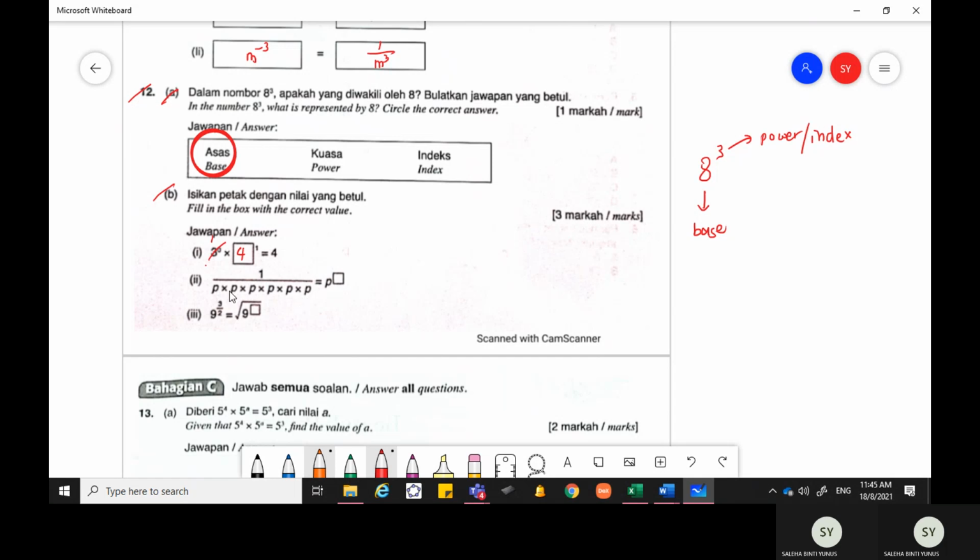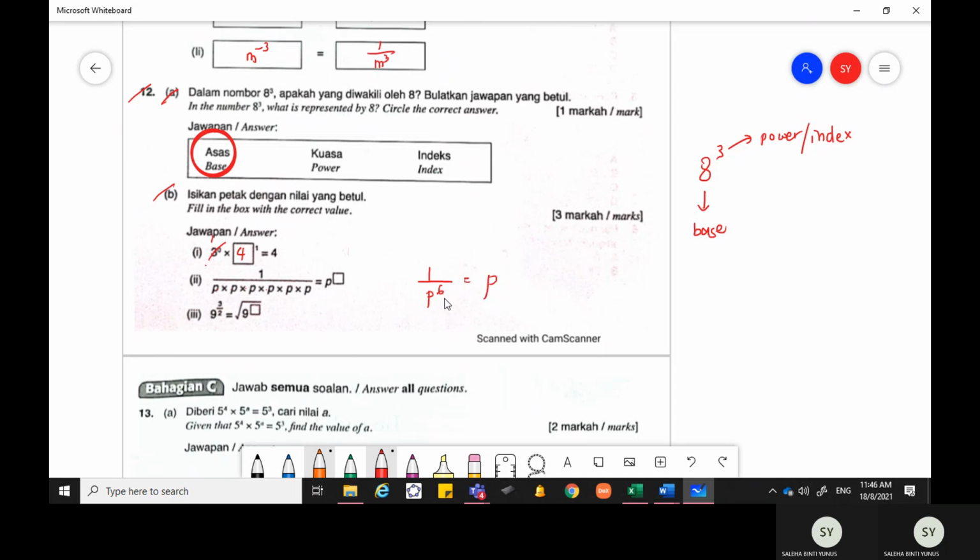How many P here? 1, 2, 3, 4, 5, 6. So we have 6P. So kalau kita buat, kita boleh permudahkan P to the power of 6. But then dekat sini, pada ruang jawapan ni, power dia okay, berada di atas. Okay, P ni berada di atas. Jadi kita kena change P ni dekat atas.